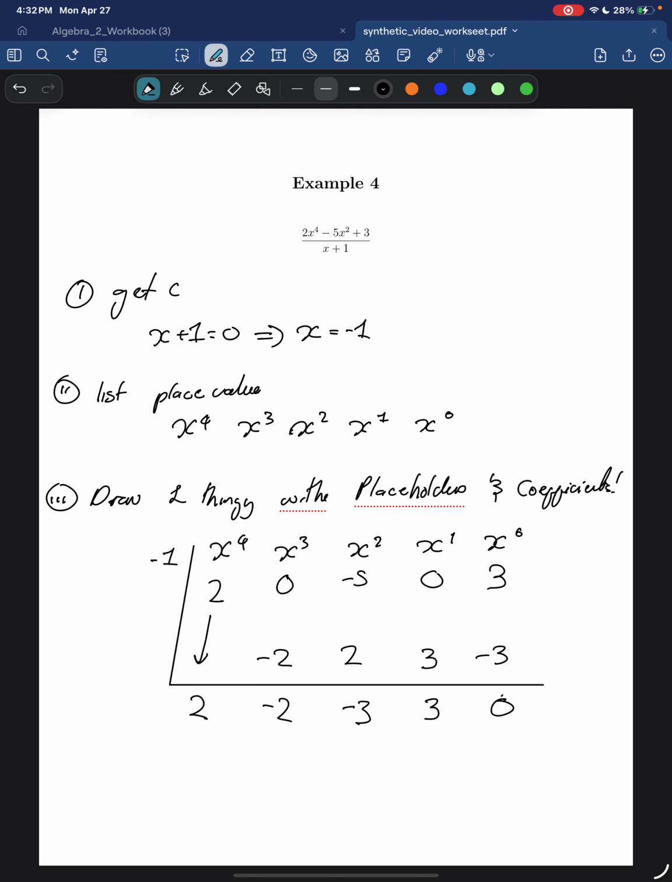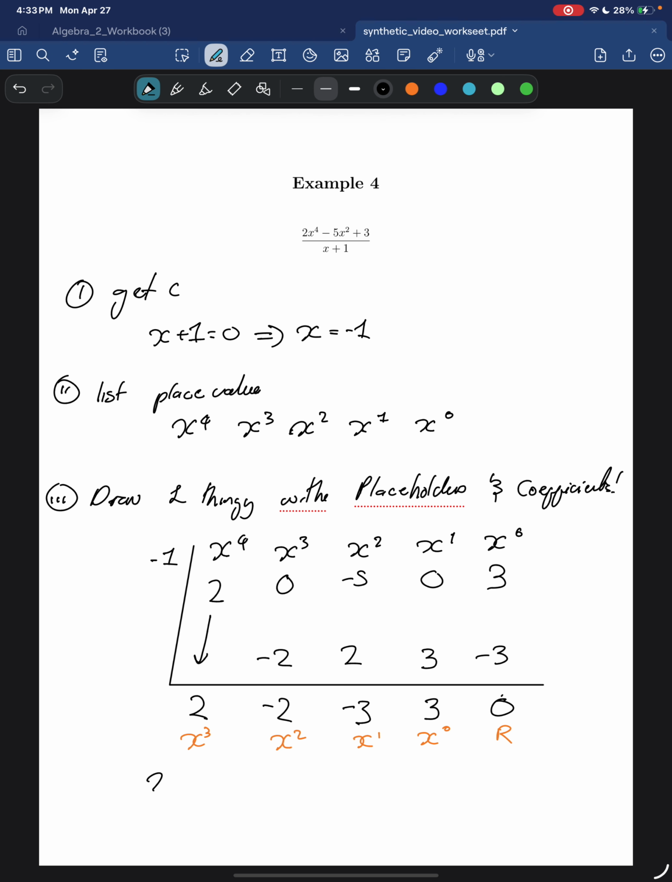So what's my answer then? Remember, for my exponents, I need to subtract 1 from each exponent. So I'm going to have x to the power of 3 here, x to the power of 2 here, x to the power of 1, x to the power of 0. And that's my remainder. All right. And then my remainder is 0.